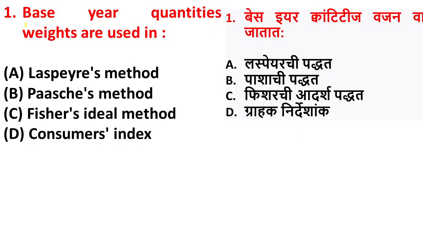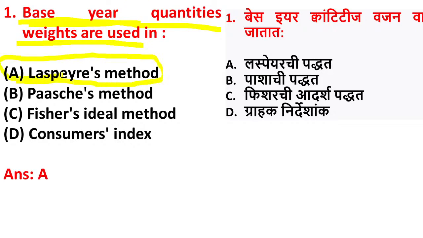Here the first question is: base year quantities weights are used in. Option A Laspeyres method, option B Paasche's method, option C Fisher's ideal method, option D consumers index. So friends, base year quantities weights are used in Laspeyres method. So option A, Laspeyres method, is the correct answer.